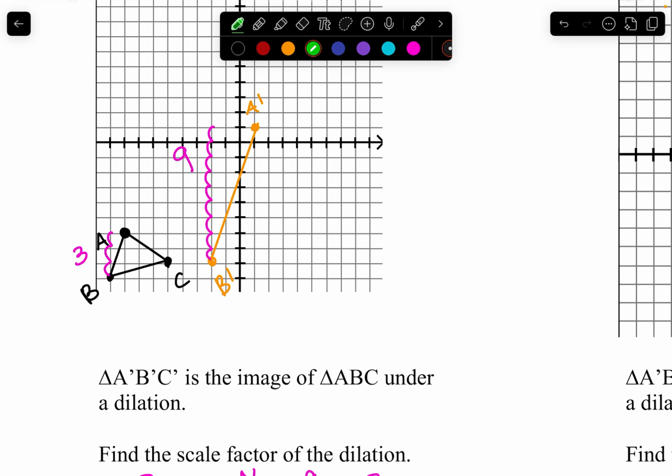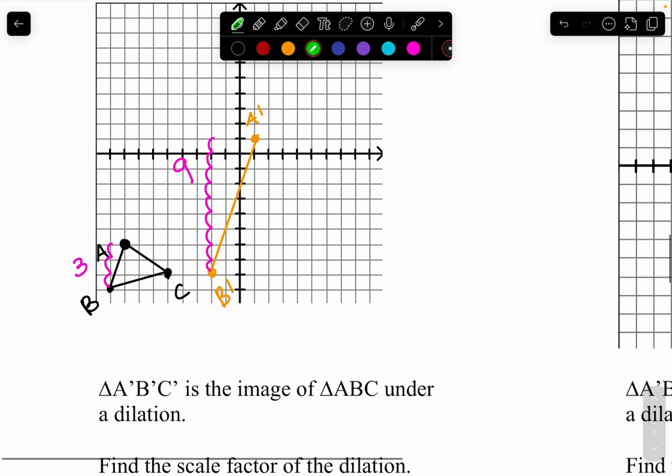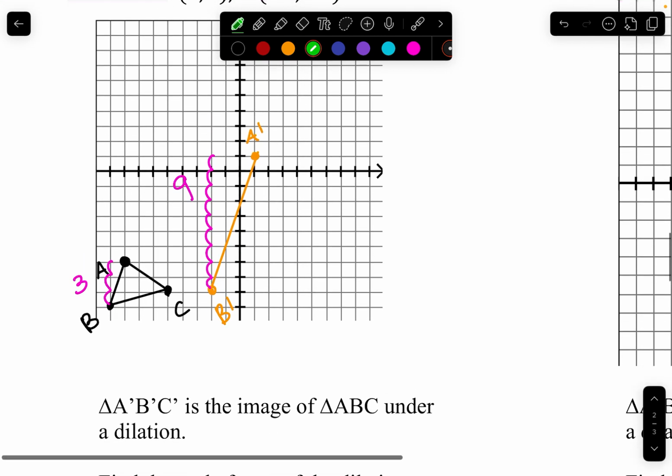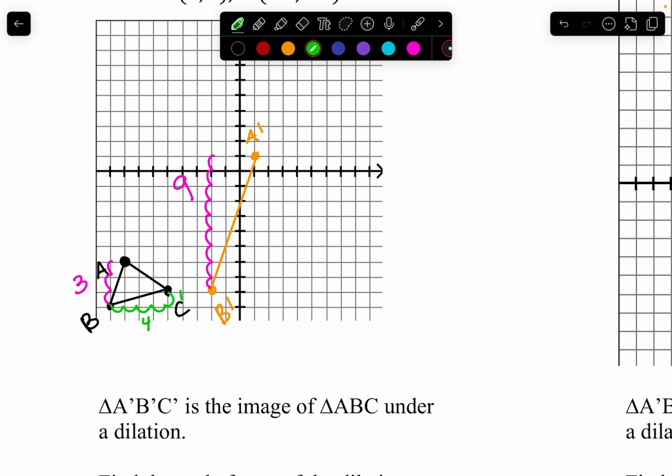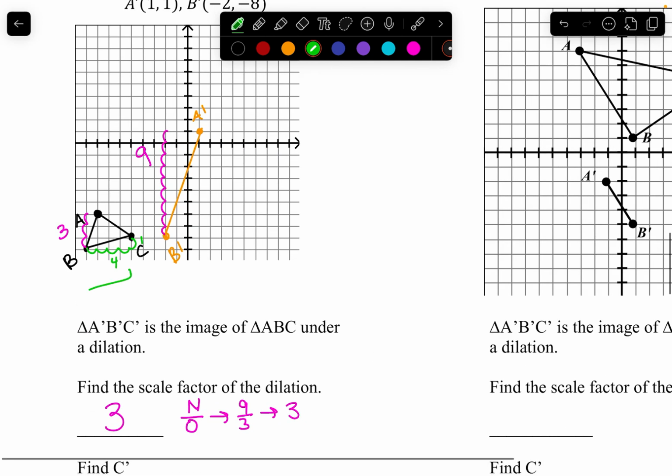I'm going to find the distance from B to C, okay? I'm going to do this in green, so it's a different color. 1, 2, 3, 4. So this is a distance of 4. This is a distance of 1. In order for me to find C prime, I have to take those distances, that 4 and that 1, and I have to multiply those by the scale factor of 3 to get the new distances.